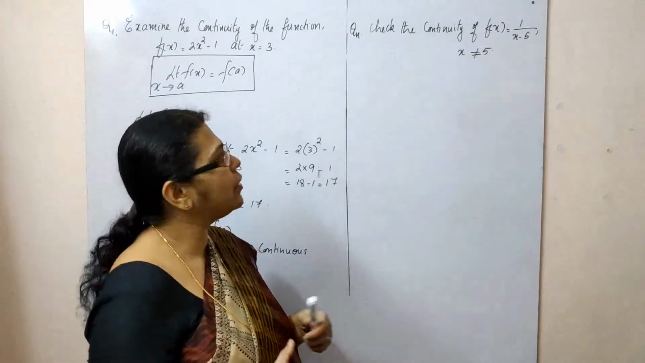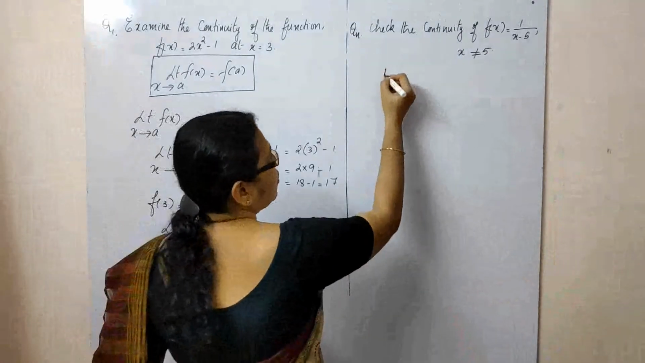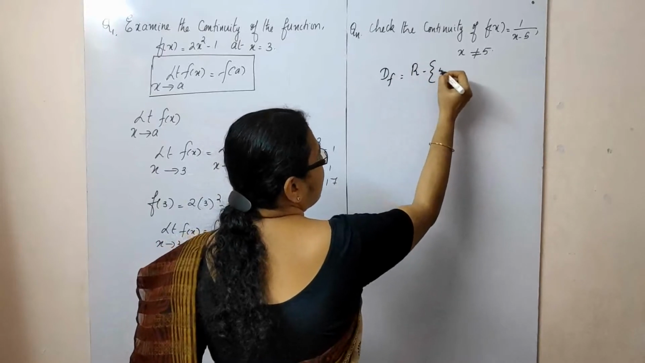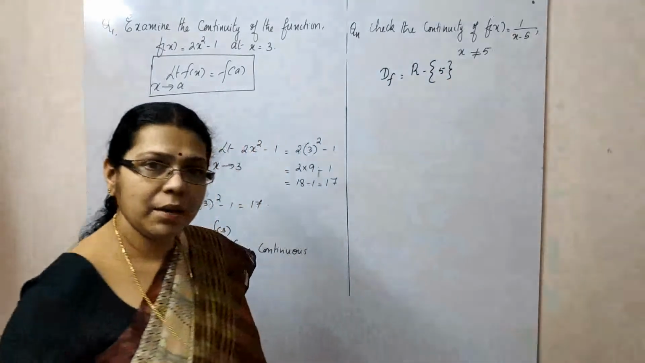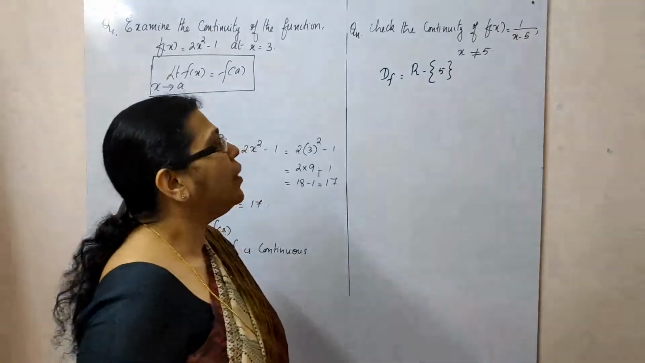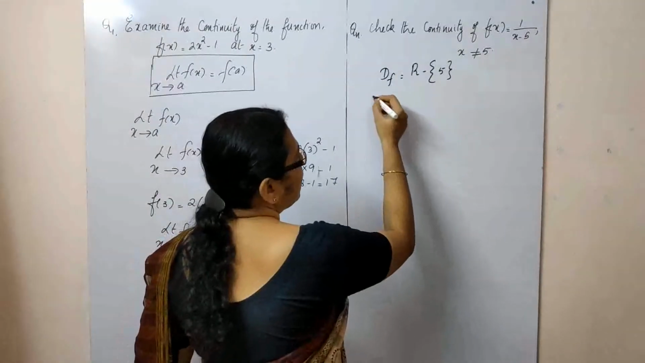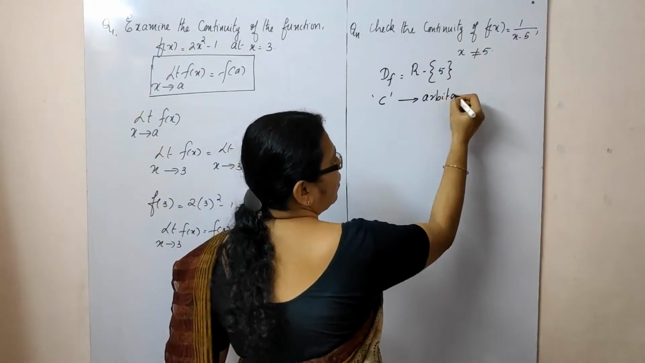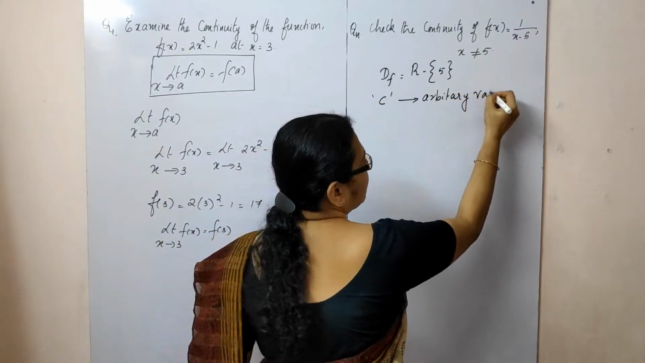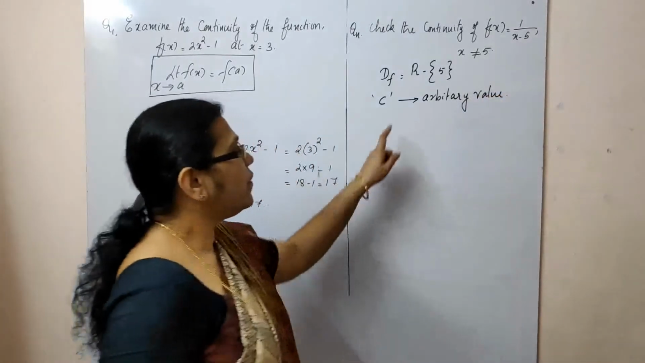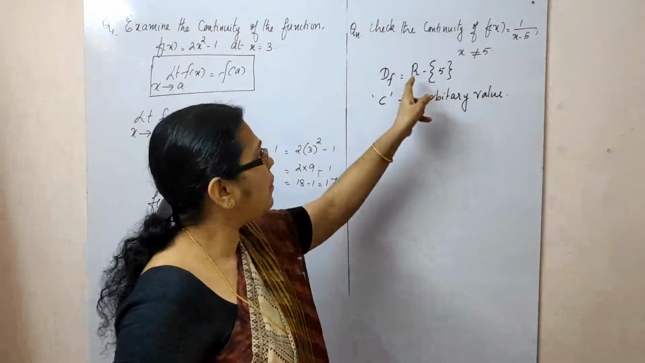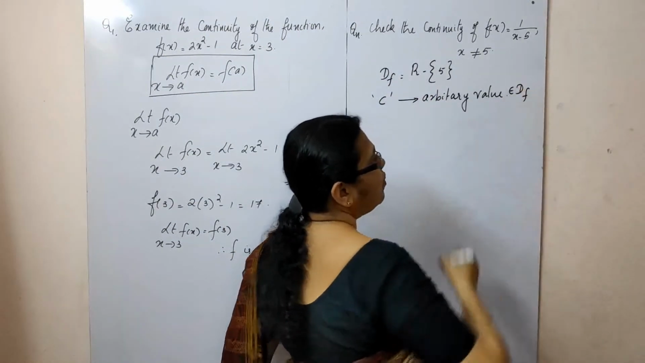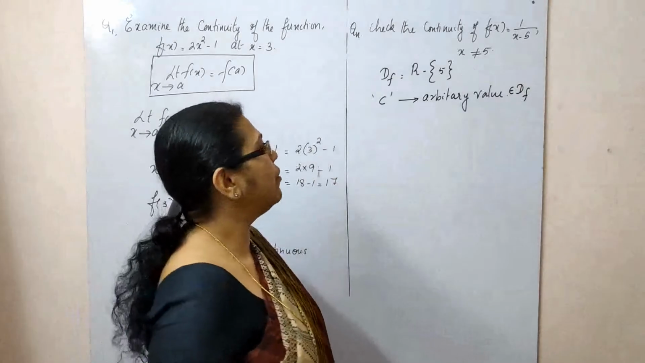The function is not defined. So the domain of this function, I can write this as R minus set 5. Right? R minus set 5. Now let me take any arbitrary value, say c. So c is an arbitrary value. What do you mean by arbitrary value? Any value that belongs to the domain of the function. C is now belonging to the domain of the function.